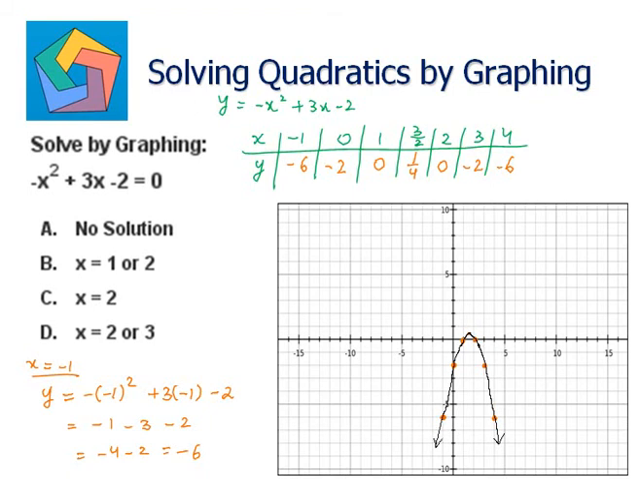So this is the graph for y is equal to minus x squared plus 3x minus 2. Now for the solutions, y is 0 at these points, which is x is equal to 1 and x is equal to 2. So we have x is equal to 1 and 2 as the solutions, which is the answer in the B part.